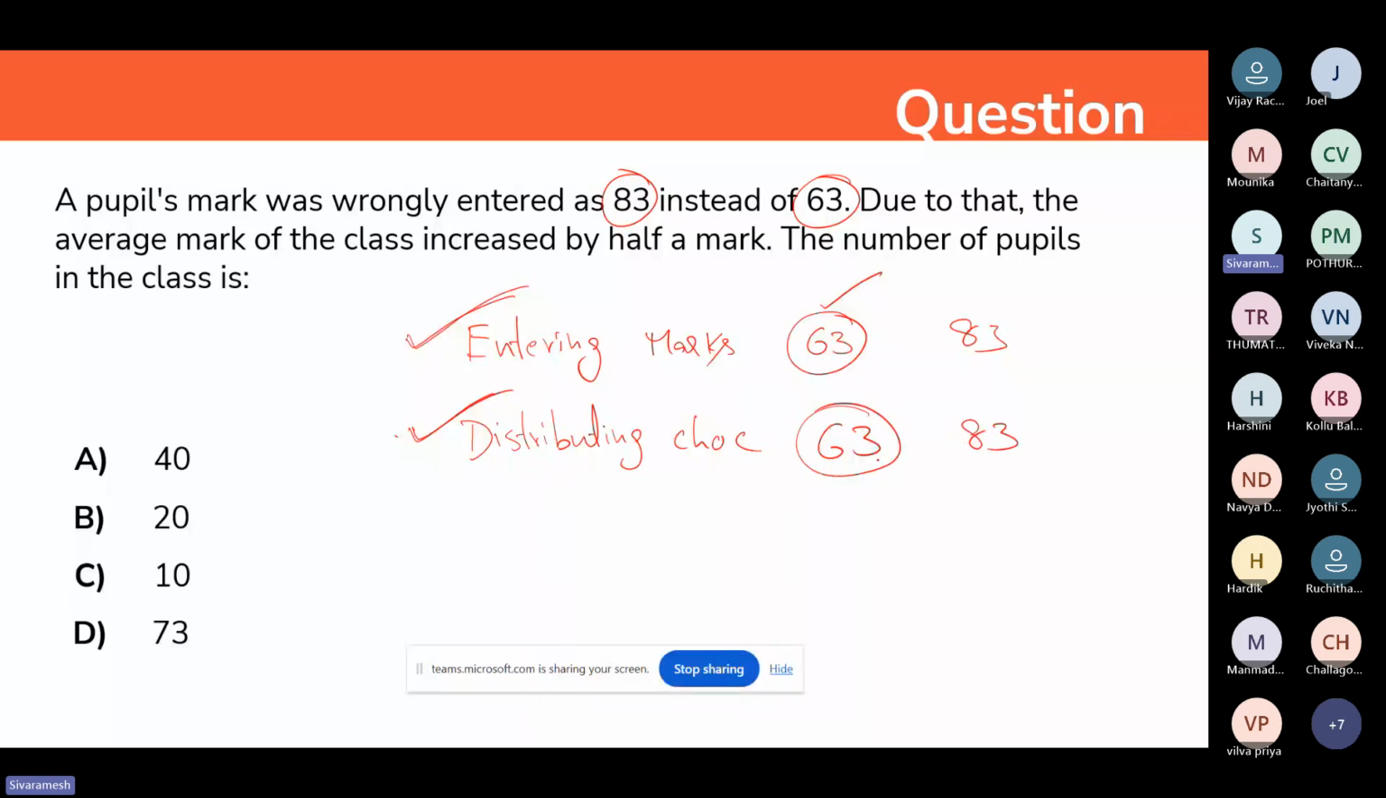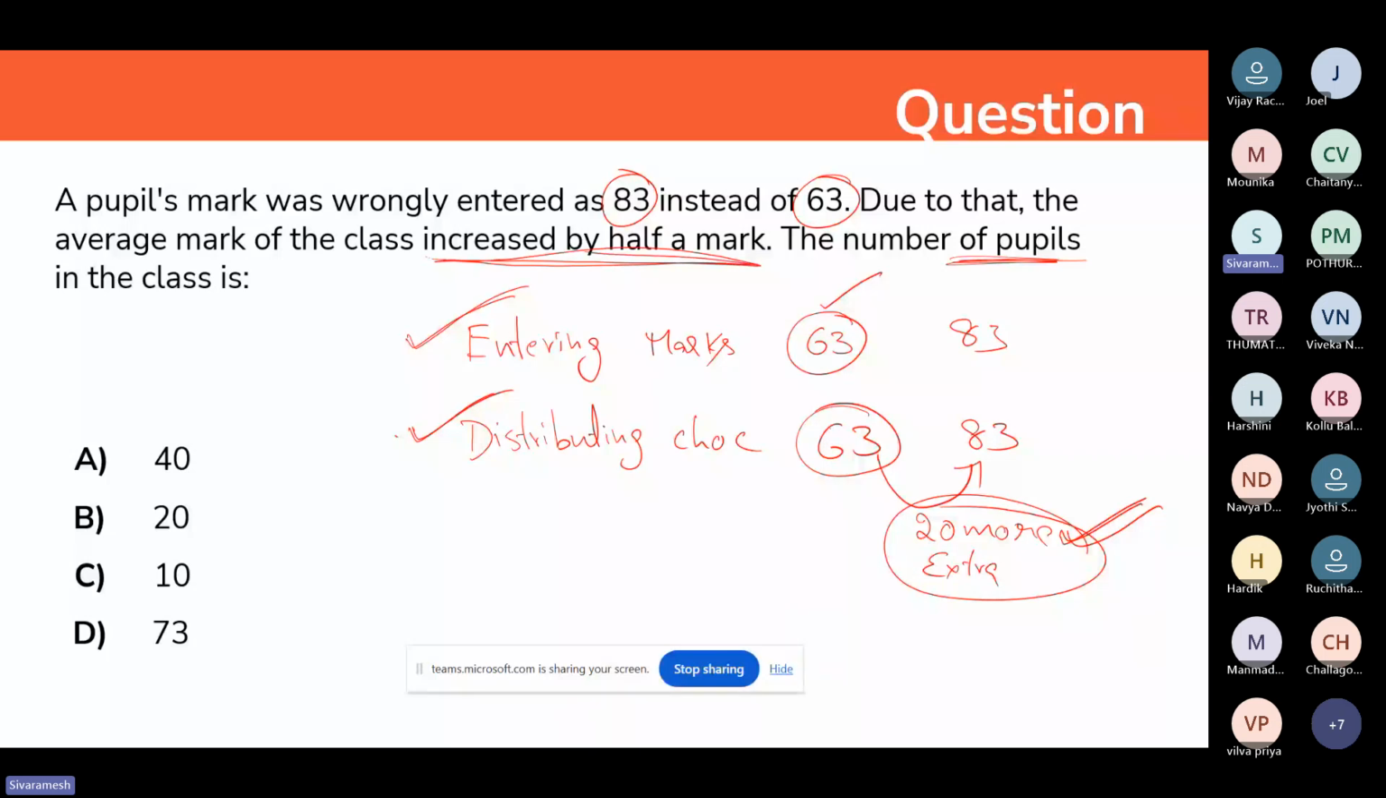Now, how many more chocolates did I give him? 20 more chocolates, 20 chocolates extra. Now, the question is, how many people are there in the class, the total number of students? Because of these 20 extra chocolates, the average mark of the class is increased by half a mark. Correct? Half a mark is increased for the entire class.